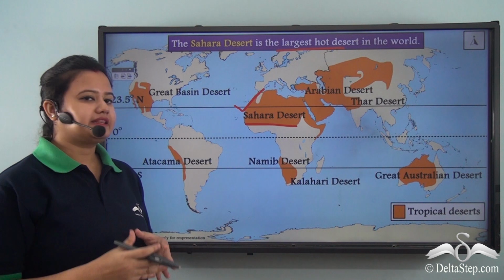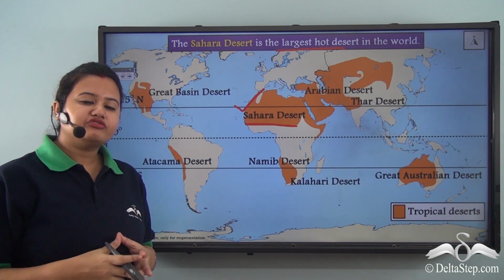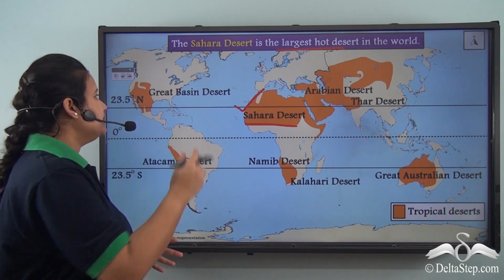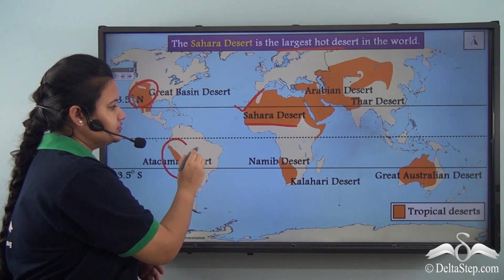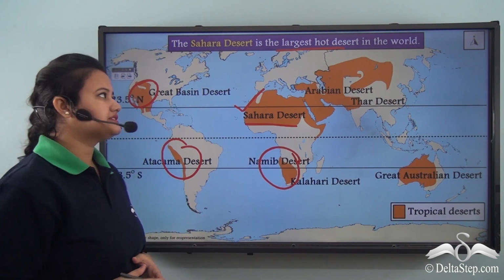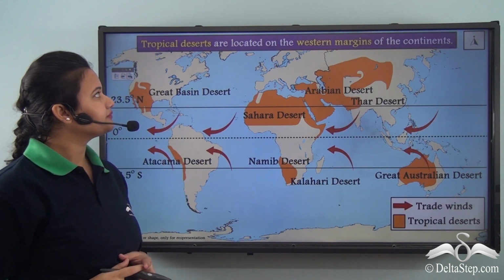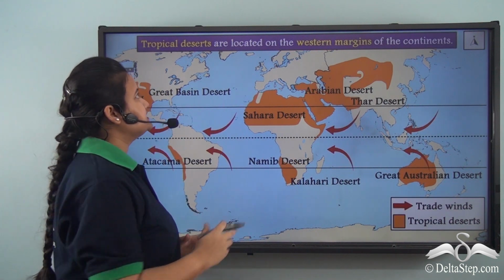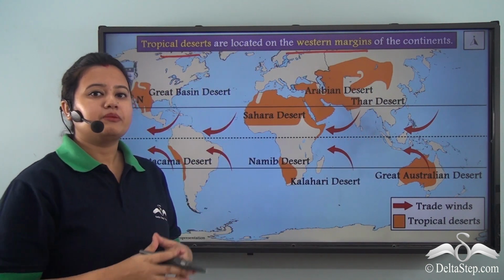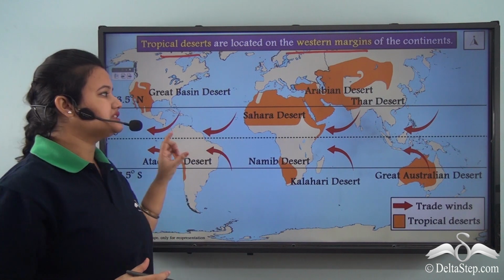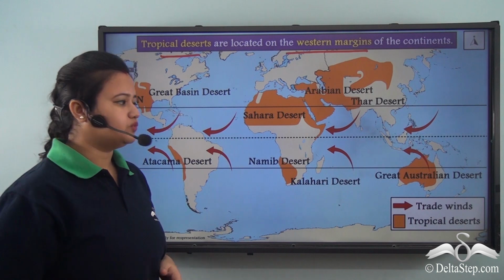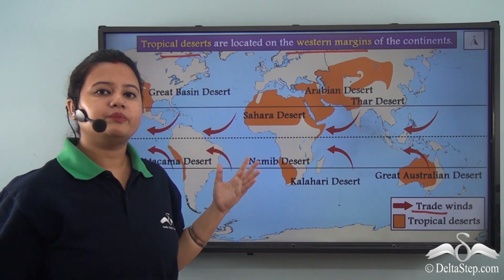Now, if you look at this map very carefully, then you will find that these tropical deserts are located mostly at the western margins of the continents. Let us now explore the reason behind this. Well, the tropical deserts are located mostly on the western margins of the continents because of the presence of trade winds in the tropical region. See, these arrows show the direction in which the trade winds blow in the tropical region.